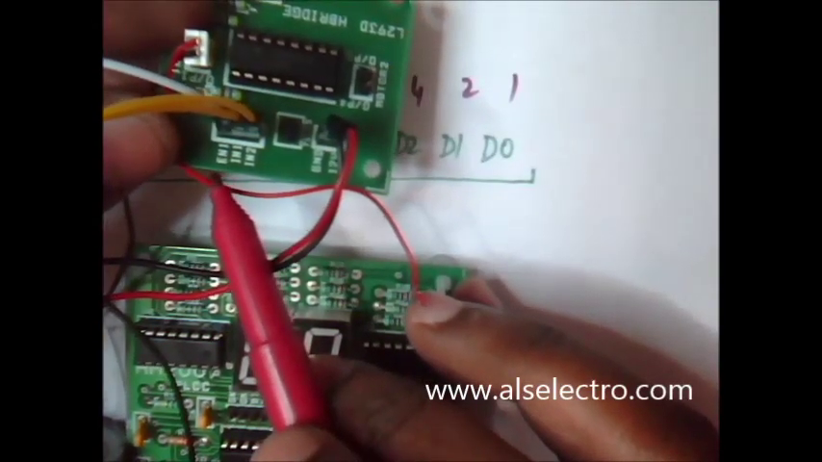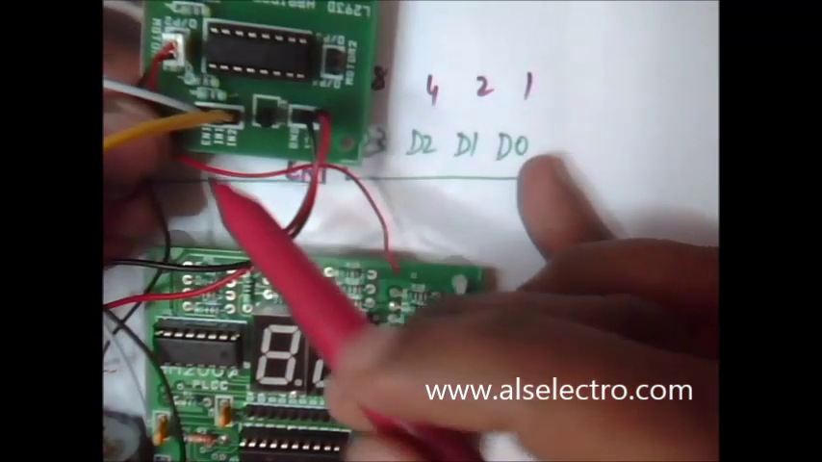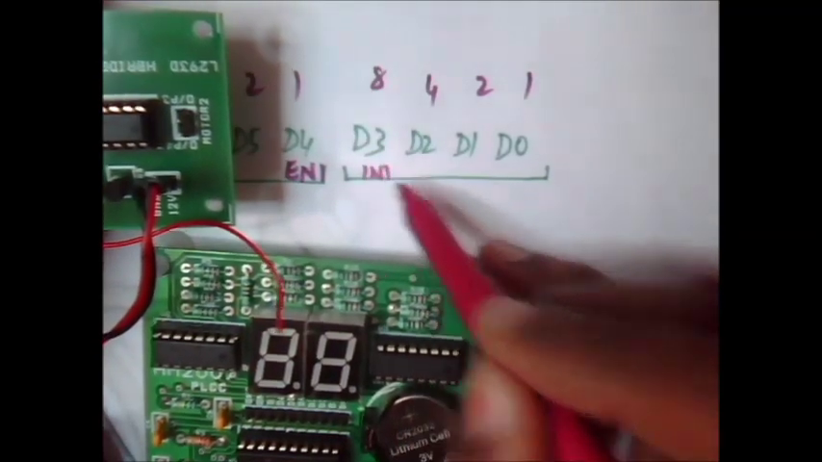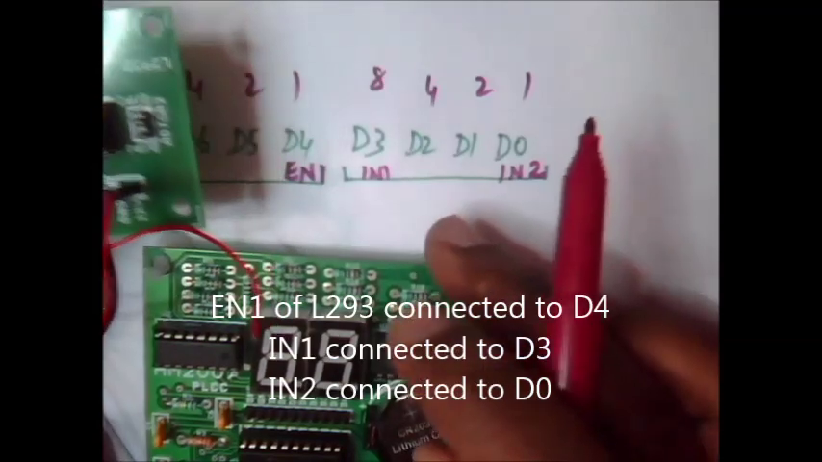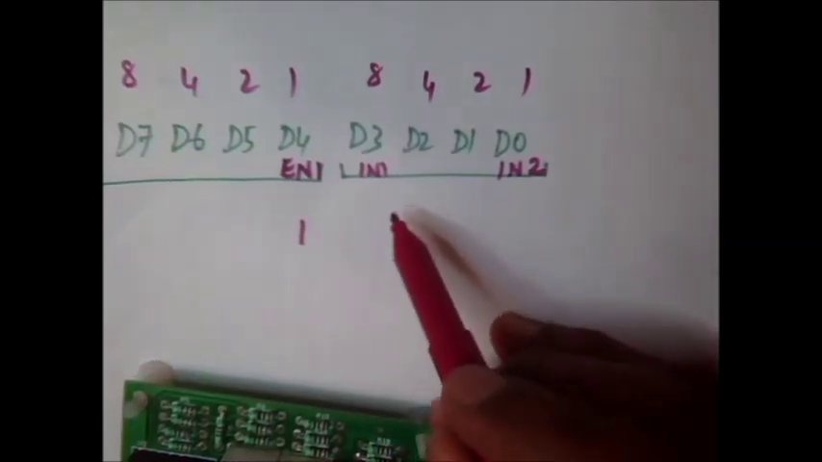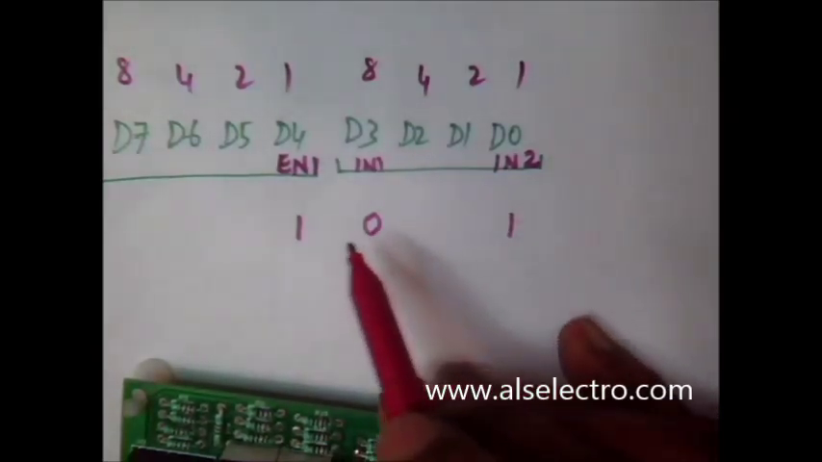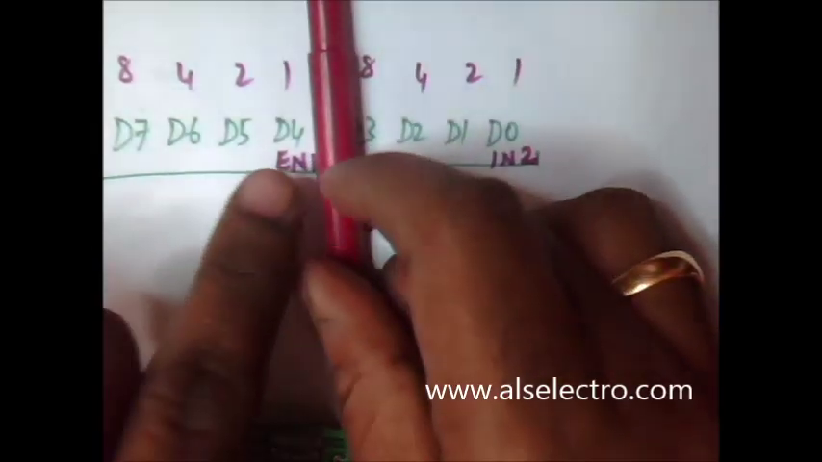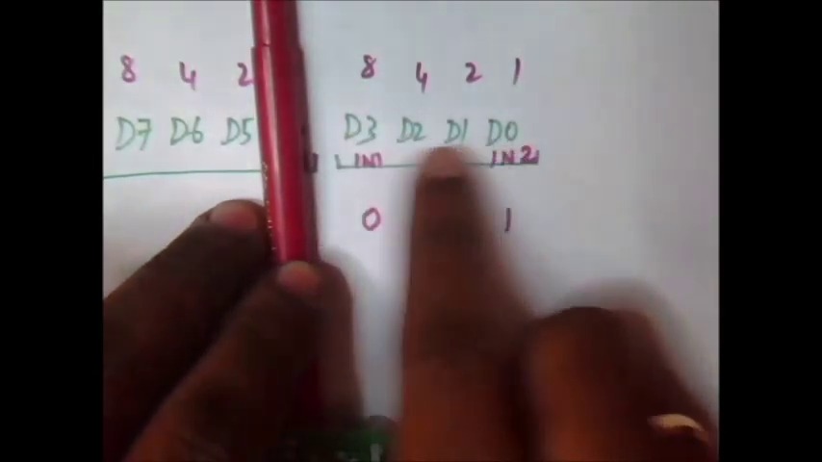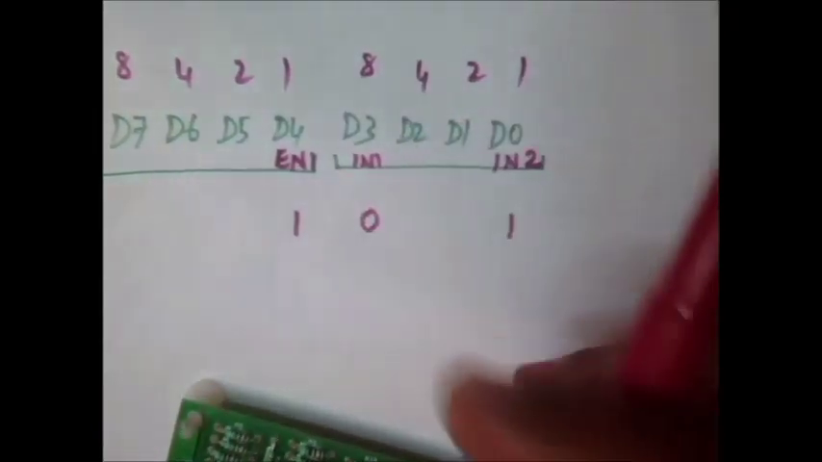This enable pin, we are going to connect to D4. D4 to be connected to enable 1. And D3 and D0 we are going to use for logic control, IN1 and IN2. For the motor to rotate right, we have to make enable 1, IN1 0, IN2 1. So this will be equal to digit 1 1. The first 4 bits give 1 and the second 4 bits give 1, and the other bits are 0. According to binary, this is 1. So 1 1: motor will rotate right.